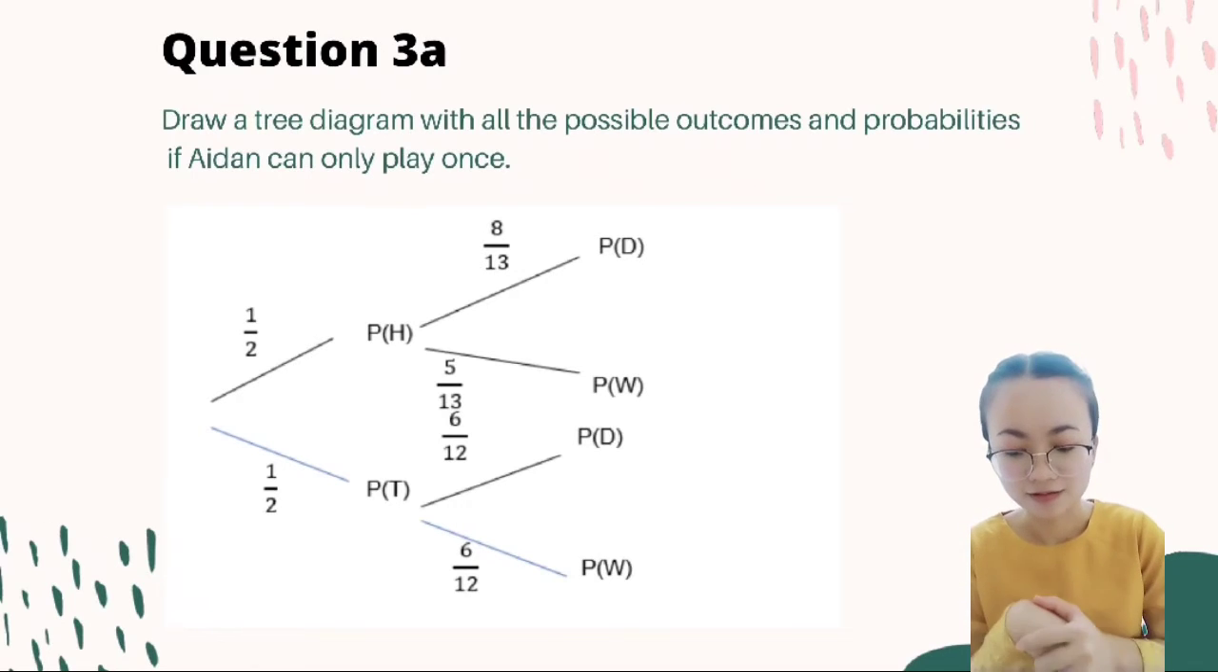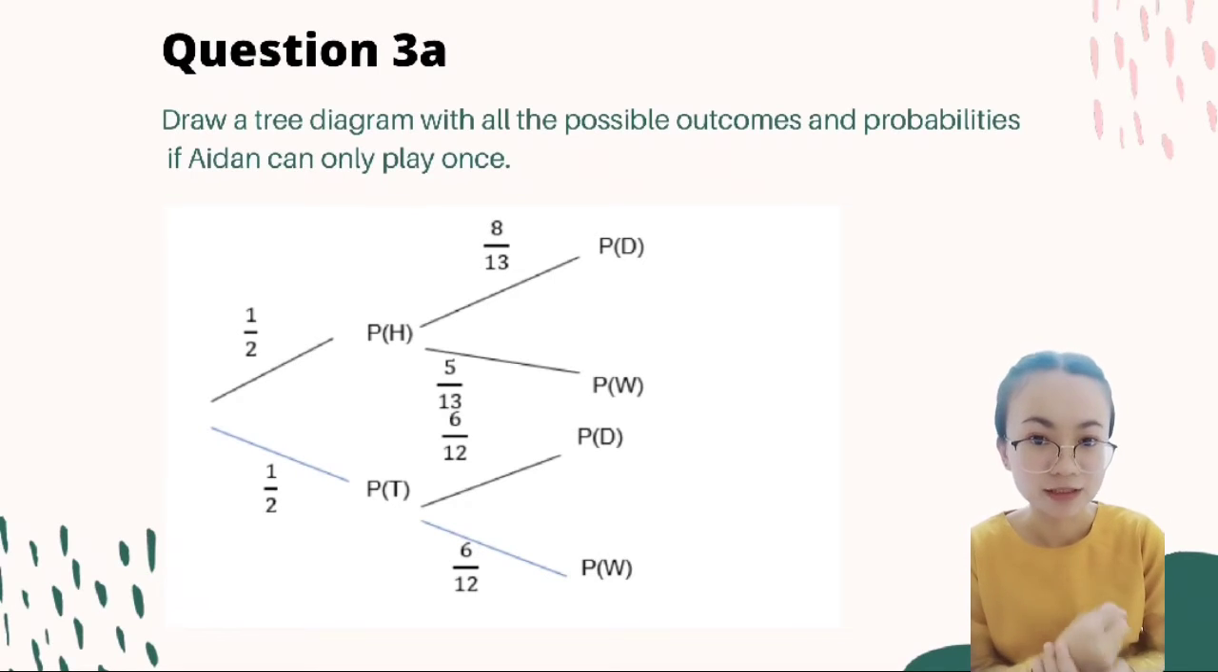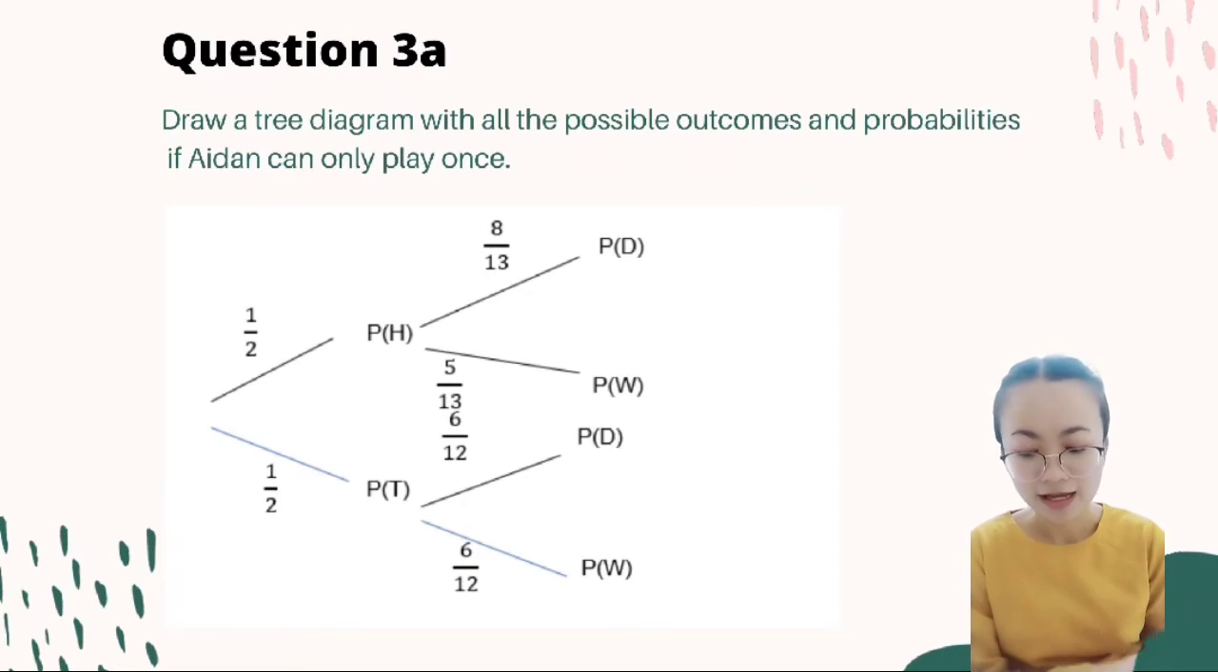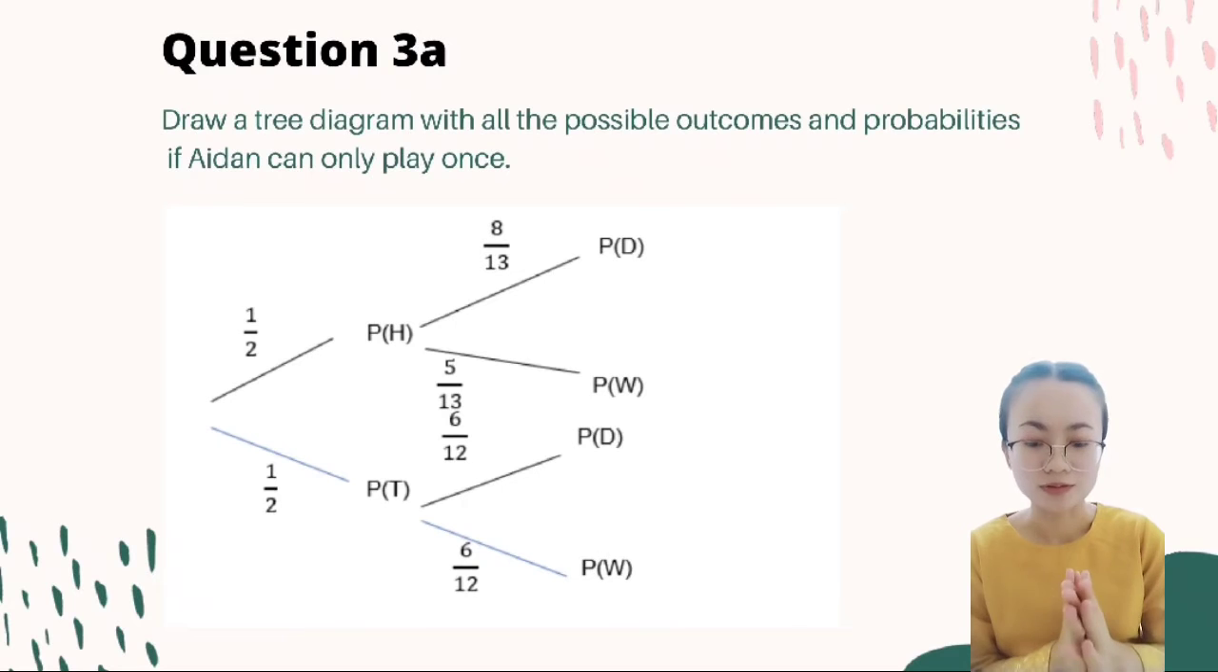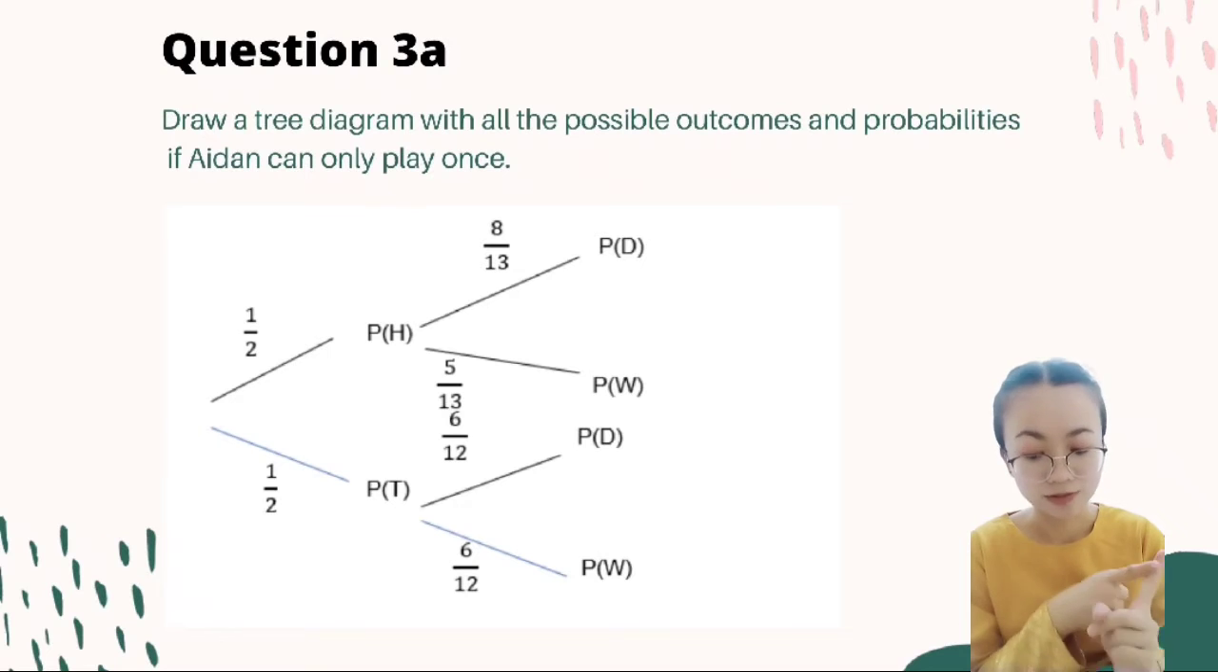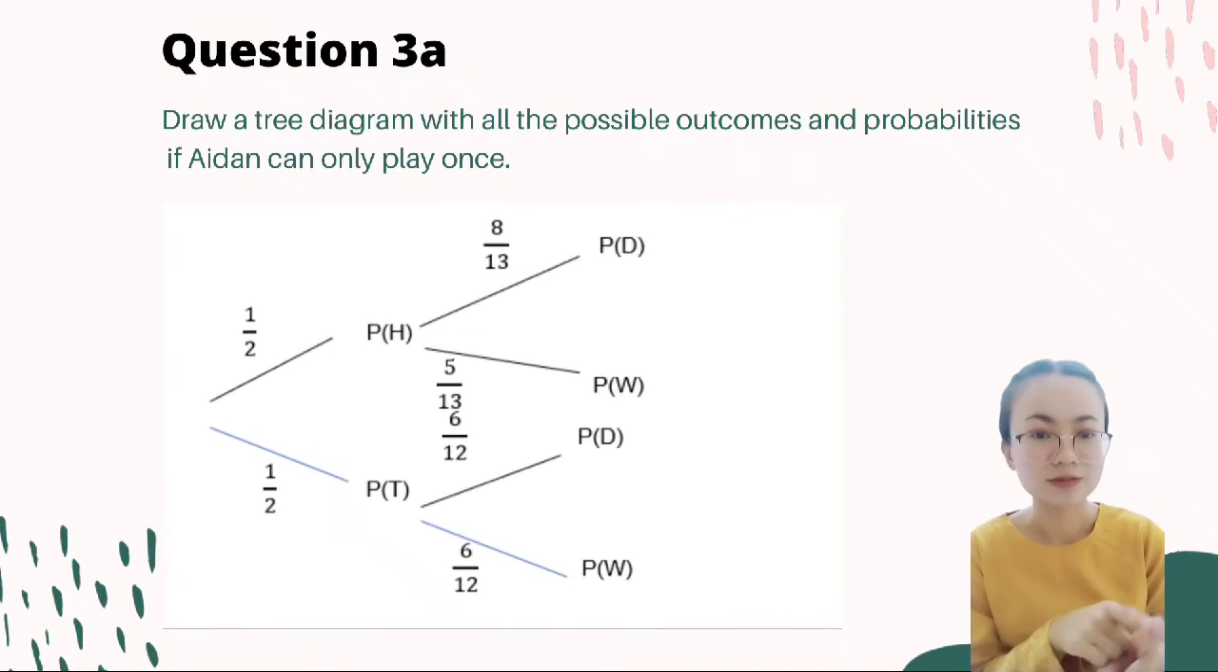Then for PH, they also consist of 2, which is PD and PW. PD is probability of dark chocolates and PW is probability of white chocolates. So for PH, the probability to PD is 8 over 13, while the probability of PH to PW is 5 over 13. After that, the PT also consists of two, which is PD and PW also. PD is probability of dark chocolate and PW is probability of white chocolate. So PT to PD, the probability is 6 over 12, and PT to PW, the probability is also 6 over 12.